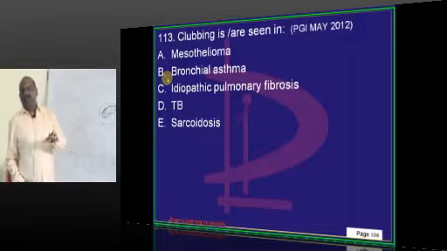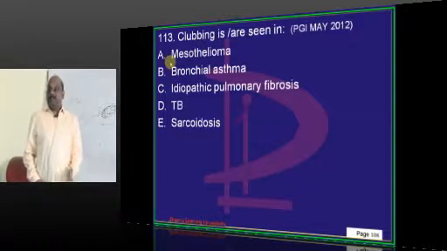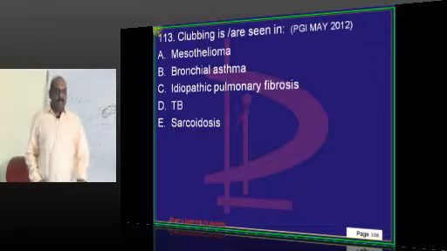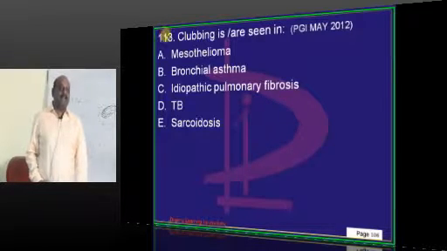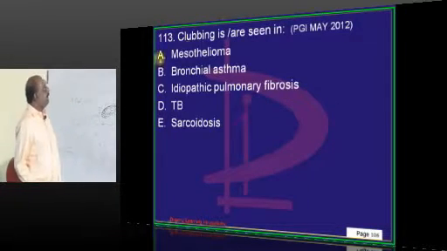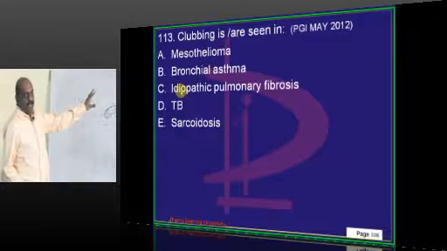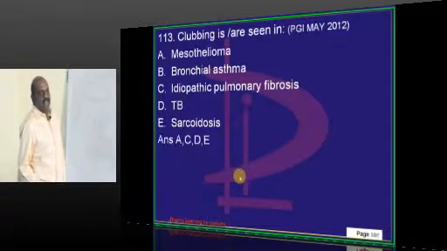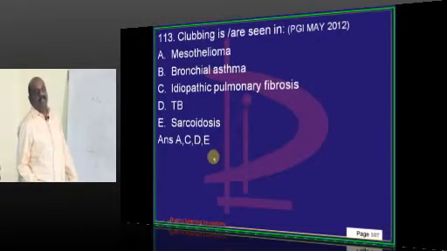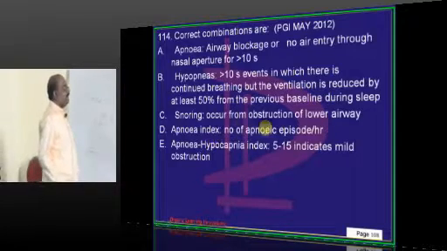Clubbing, where do you see? In asthma there will be no clubbing. If an asthma patient has clubbing, then you are missing something else. Maybe he had bronchiectasis or maybe he had an underlying malignancy. Mesothelioma, pulmonary fibrosis, TB, sarcoidosis, anything can lead to the development of clubbing is what you need to remember.